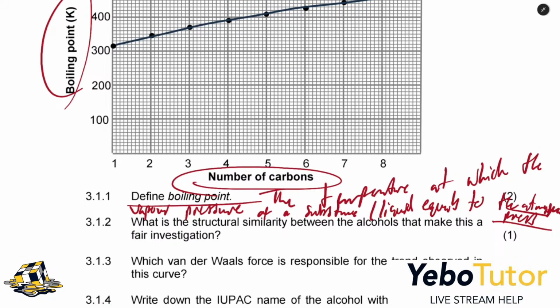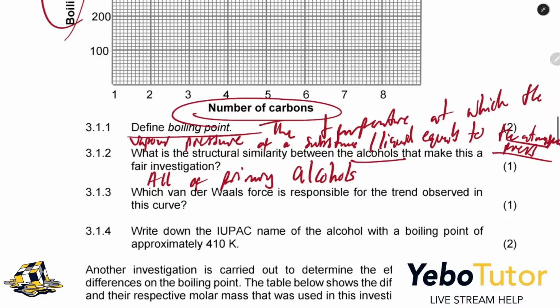You'll be good. What is the structural similarity between the alcohols that makes this a fair decision? What is the structural similarity? We can see that all of them are primary alcohols. They told us that, because we know that we have primary and secondary. Those are the structural things which we can look at when we're looking at this specific one.